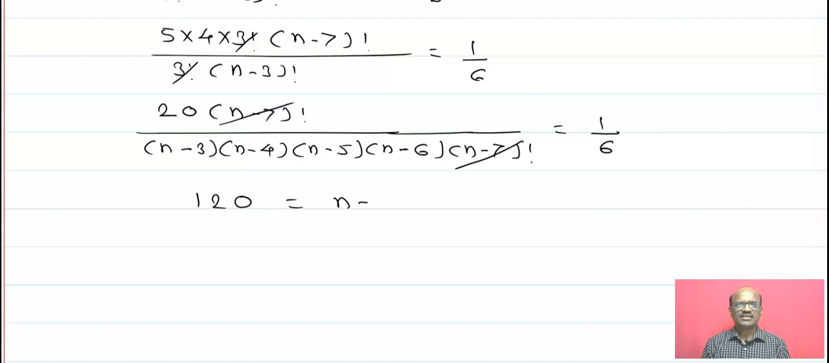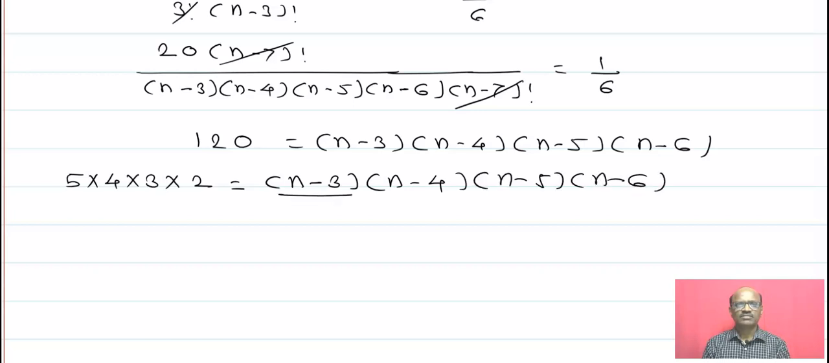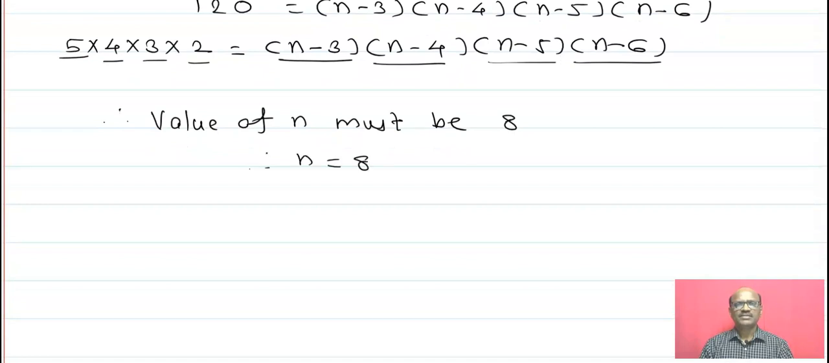Now 20, that is a cross multiplication. 120 is equal to n minus 3 into n minus 4 into n minus 5 into n minus 6, and this can be written as 5 into 4 into 3 into 2, and that is equal to n minus 3 into n minus 4 into n minus 5 into n minus 6. Now see this, how the terms are written here. That is, the value of n must be 8 because n minus 3 is equal to 5. Therefore, n is equal to 8.